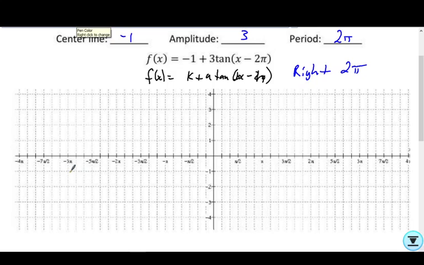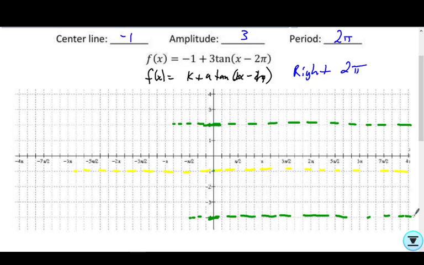So for instance, my center line is at -1 right here. Okay? Then I'm going to talk about my amplitude. My amplitude's 3. So amplitude starts from the center line, 1, 2, 3. So my amplitude's 3 away. So this represents my amplitude of 3.